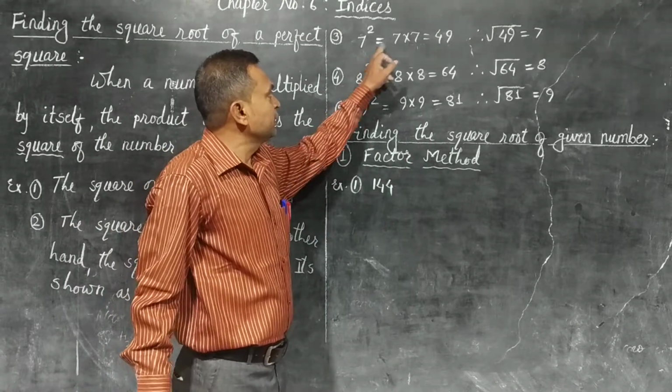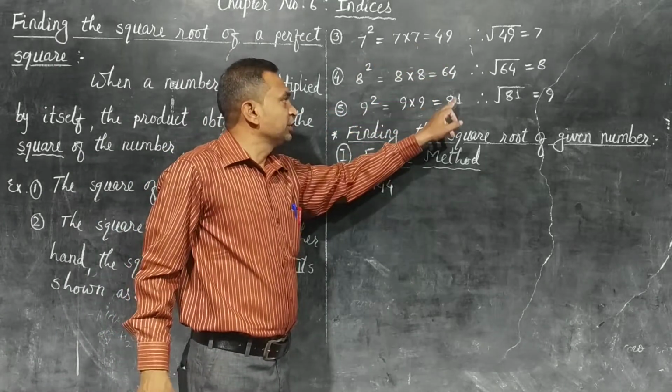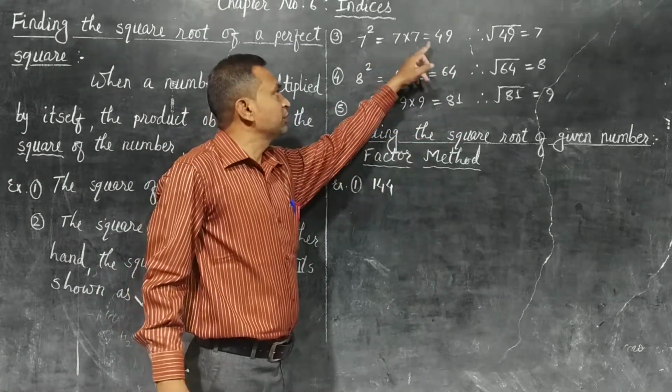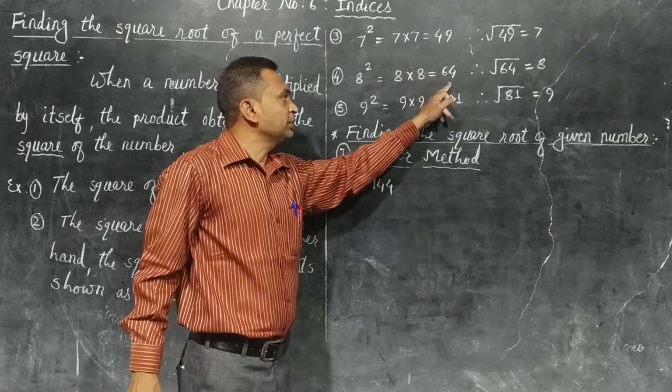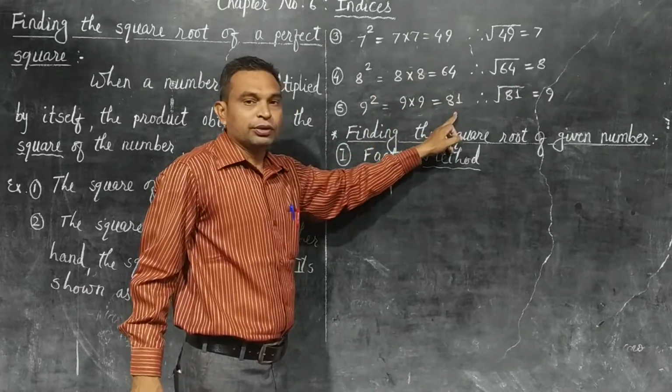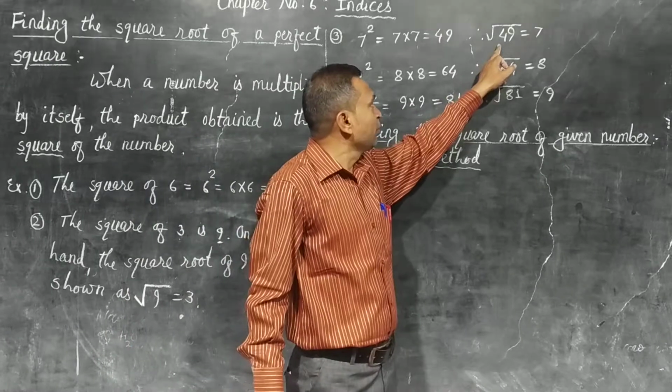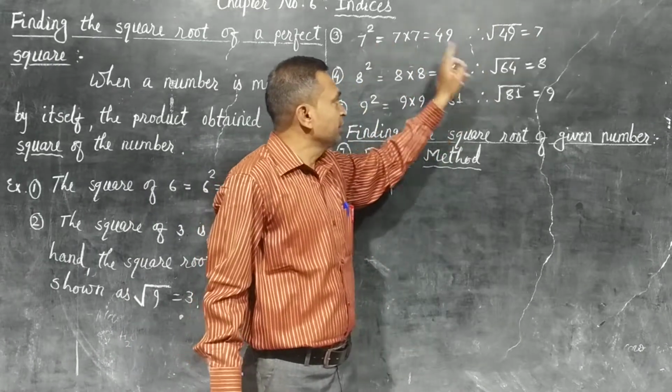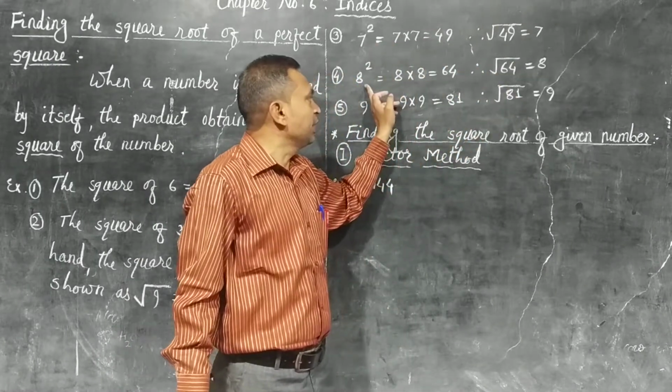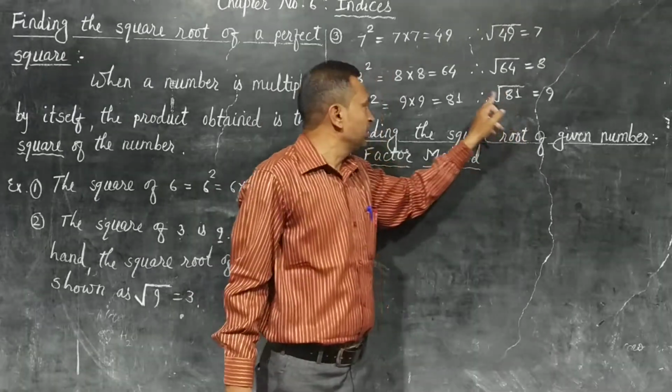Look, we get the bigger numbers 49, 64, 81. 7 square 49, 8 square 64, 9 square 81. And therefore, square root of 49 is 7. Square root of 64 is 8. Square root of 81 is 9.